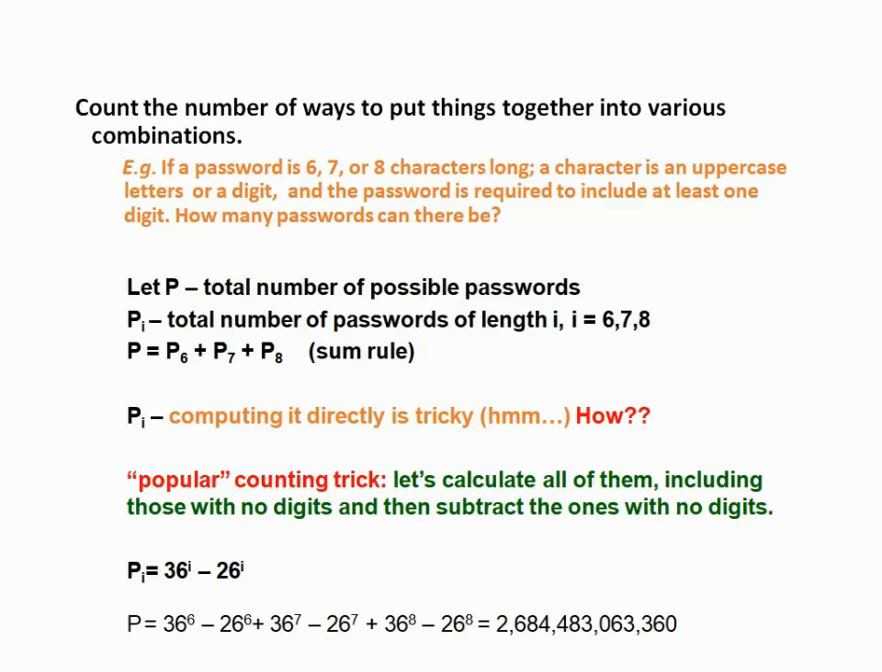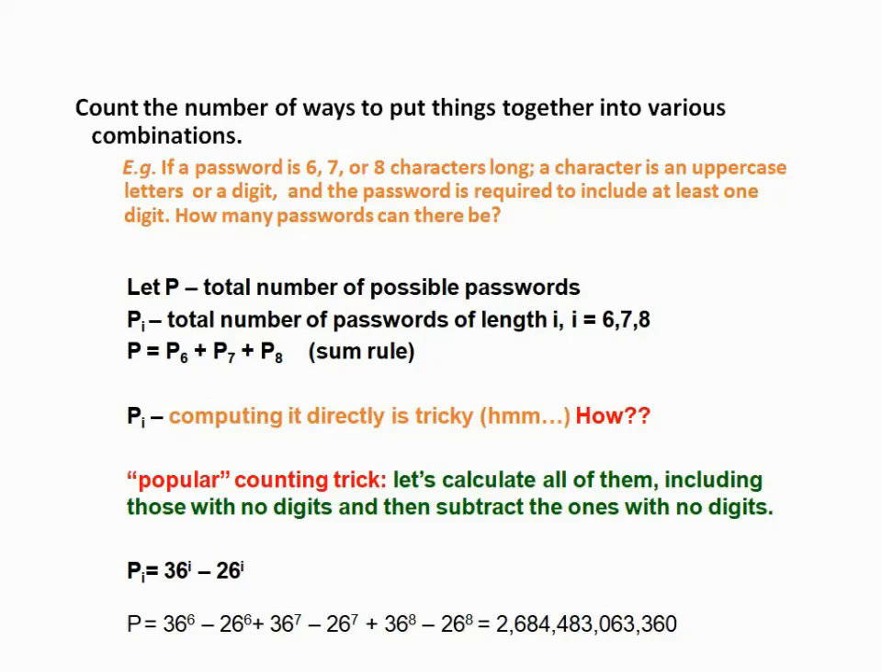A character is an uppercase letter or a digit, and the password is required to include at least one digit. How many passwords can there be? Let P be the total number of possible passwords. P is the total number of passwords of length 6, 7, and 8, so P is P6 plus P7 plus P8.